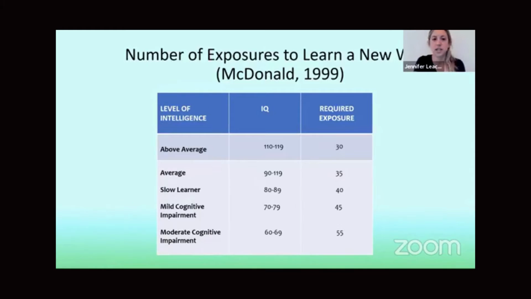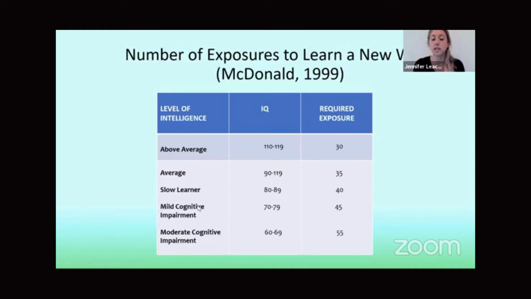So this chart is interesting. It tells you the number of exposures to learn a new word. Someone who has an above average IQ requires 30 exposures to learn a word. Someone with an average level IQ requires 35 exposures. Someone who's a slower learner requires 40 exposures. Someone who has a mild cognitive impairment requires 45 exposures. And someone with a moderate cognitive impairment requires 55 exposures to a new word.